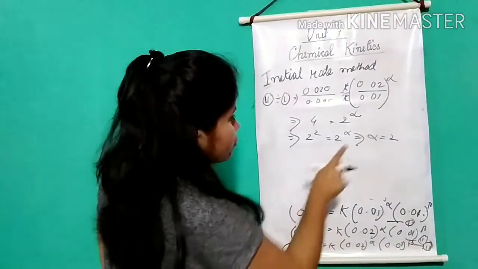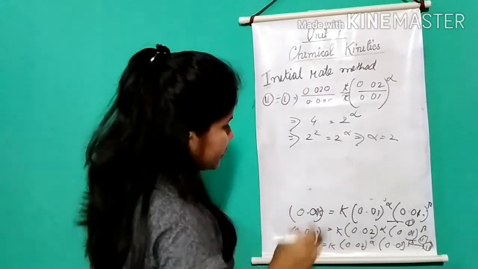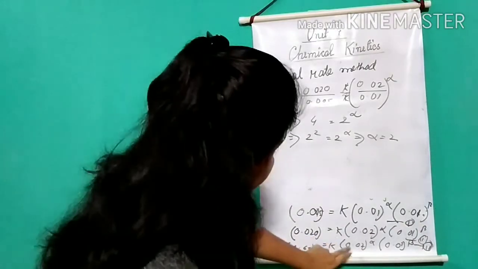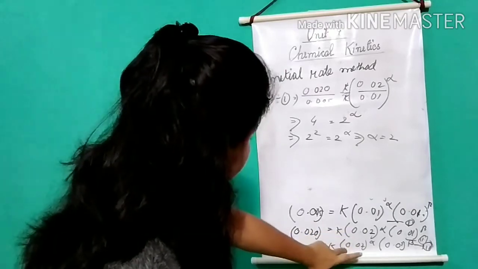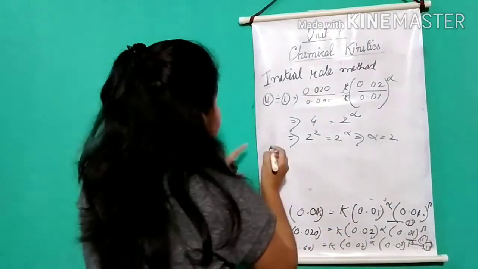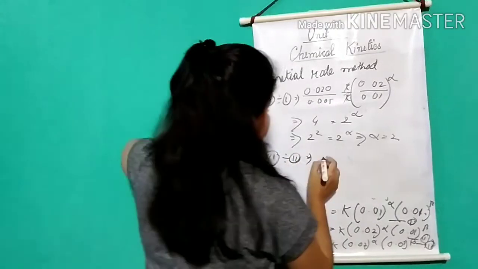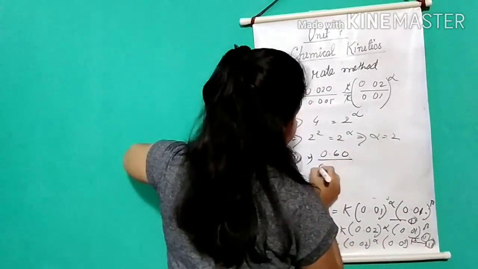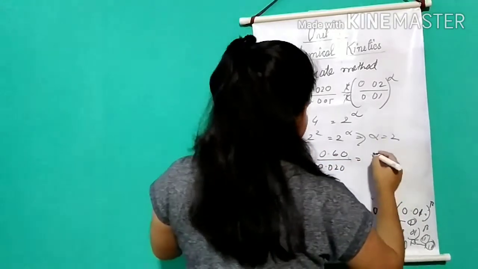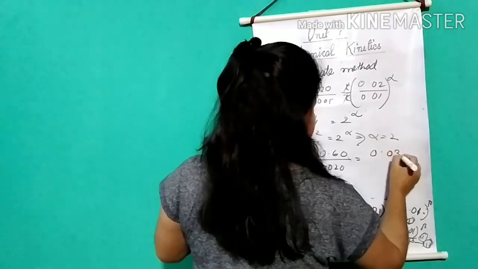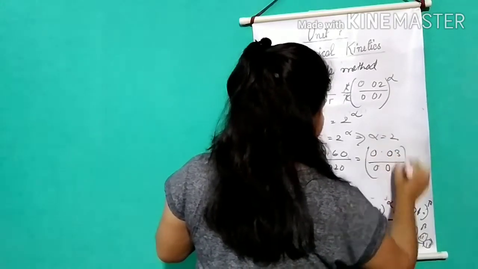Next we need to determine the value of beta. For beta, we need to see in which two equations the value of alpha is constant: equation 2 and equation 3. So equation 3 divided by equation 2, we will get 0.60 divided by 0.020 equals 0.03 by 0.01 to the power beta.